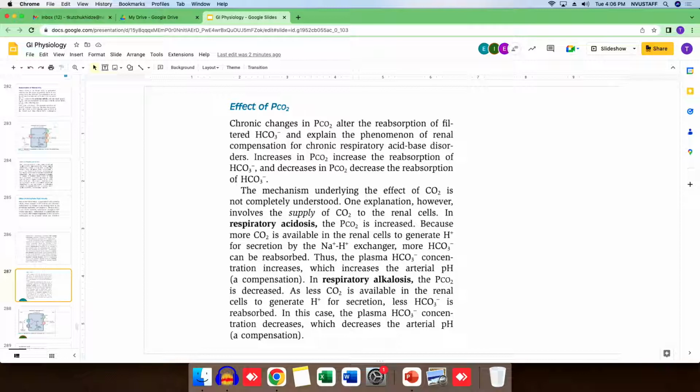Yeah, the reabsorption of bicarbonate happens in the proximal tubule, the majority. However, it can also happen in the loop of Henle and in the distal tubules and collecting ducts, but they are the minority. 99% is in the proximal convoluted tubule. Alpha intercalated. No, we don't have beta intercalated.